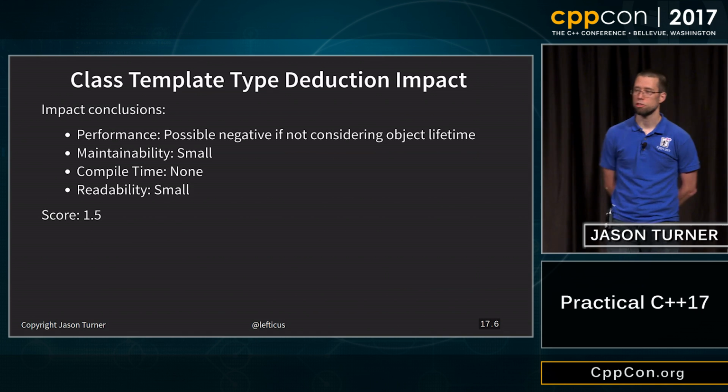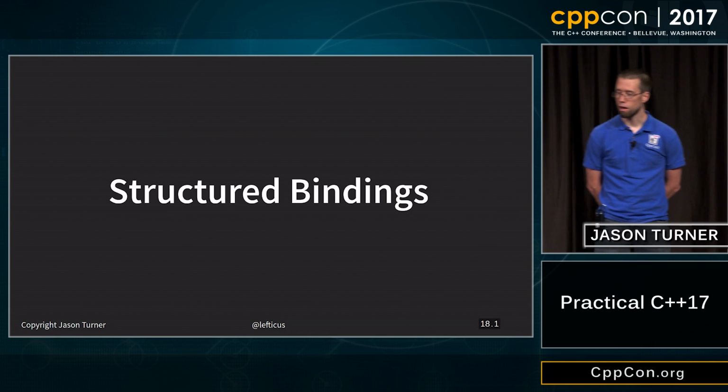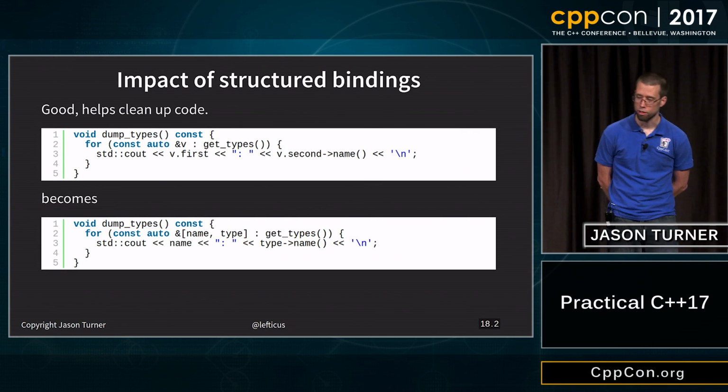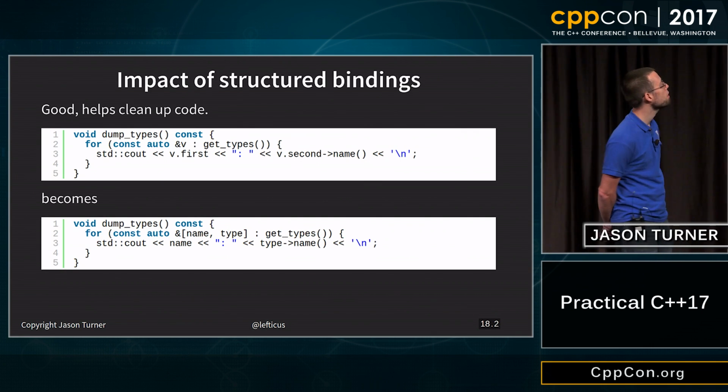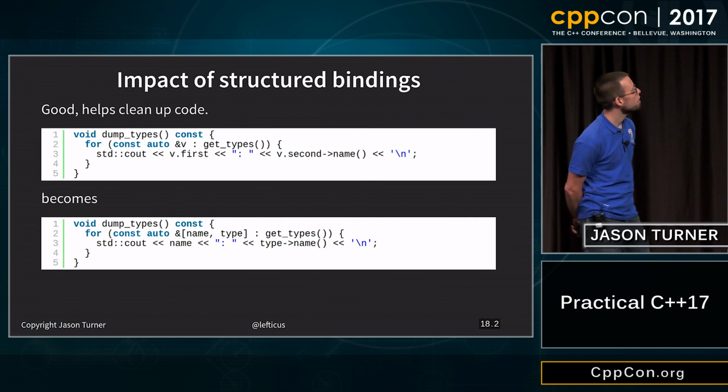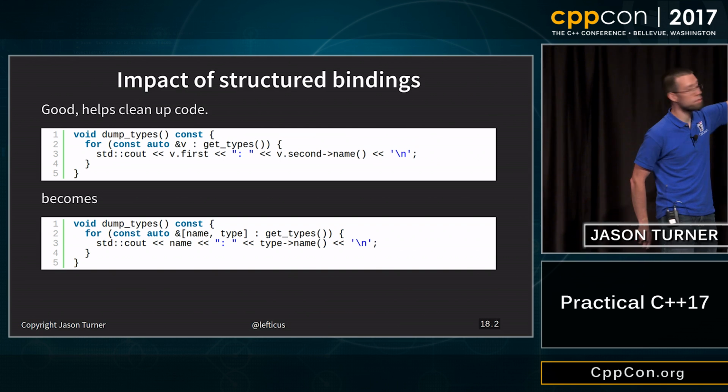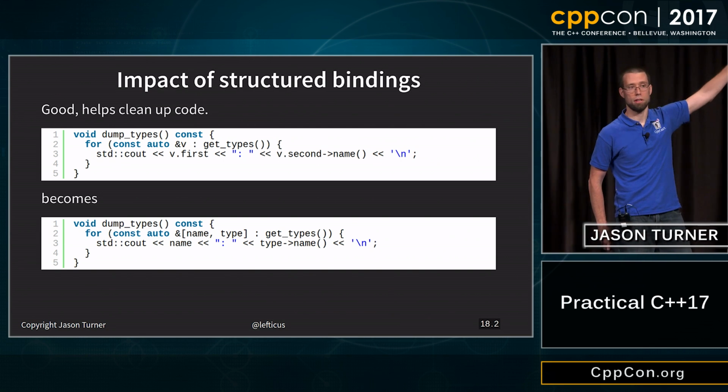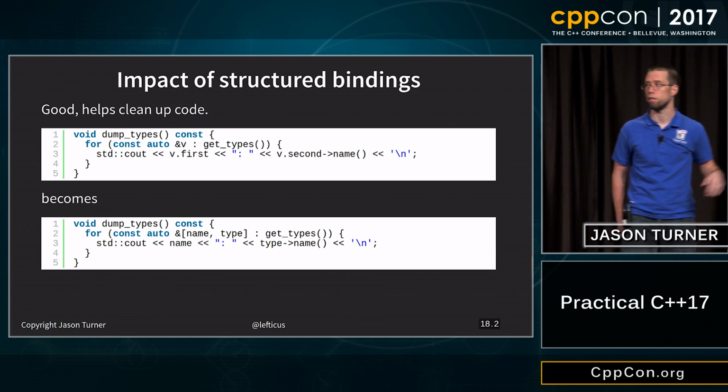So next up, structured bindings. And I like this, and I am going to try to move a little bit faster, like I said. I like this because it helps clean up our code. If we're doing something like this, this is real code from CppCon. I have a function that helps me dump all the types that are currently registered in the system.